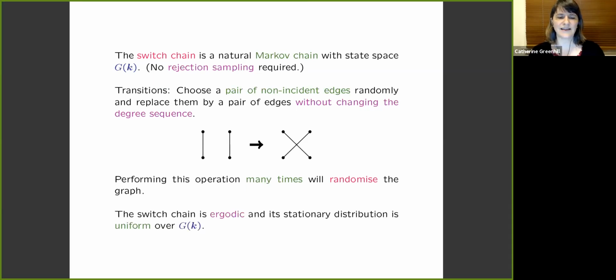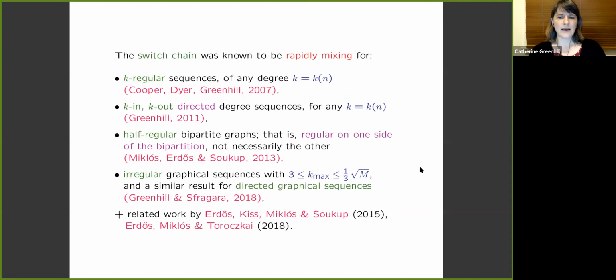So, I forgot to say, the switch chain is ergodic and its stationary distribution is uniform, so it's a good candidate for us to do sampling over G_K. Here's a lovely slide with a list of results where people proved the switch chain to be rapidly mixing in certain situations. With Colin Cooper, Martin Dyer, and myself, we looked at k-regular sequences for any degree from 3 all the way up to n-3.